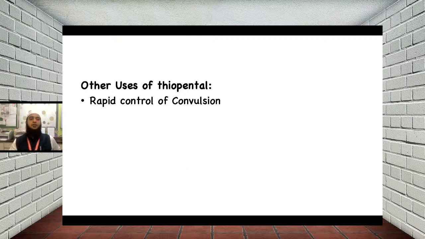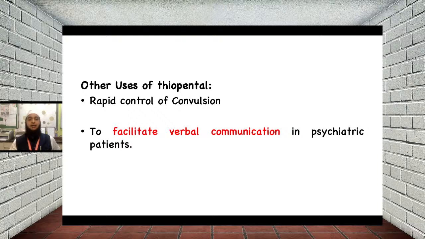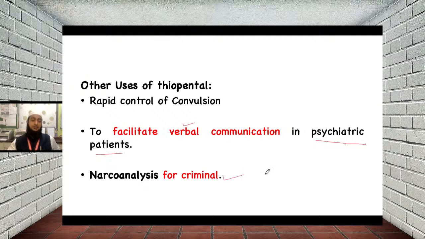Let's see what the other uses are. Other uses of thiopental include rapid control of convulsion, so it is an anticonvulsant drug. It is also used to facilitate verbal communication in psychiatric patients. Psychiatric patients may suffer from slurred speech, so to avoid that and to facilitate verbal communication, you can use thiopental. The third important use is that it is one of the drugs used for narcoanalysis of criminals. Later on you can Google narcoanalysis and see what it means, but remember that it is used in the case of criminals in order to know the truth behind the crime. So that is the use of thiopental.